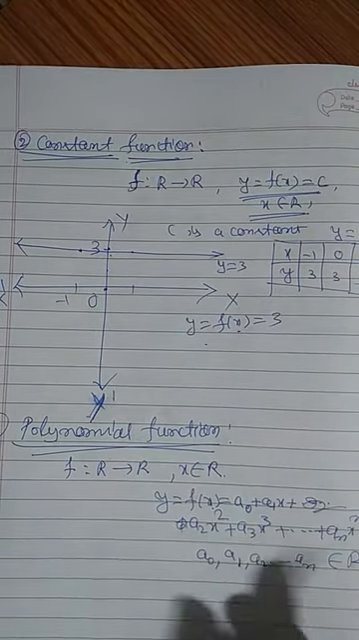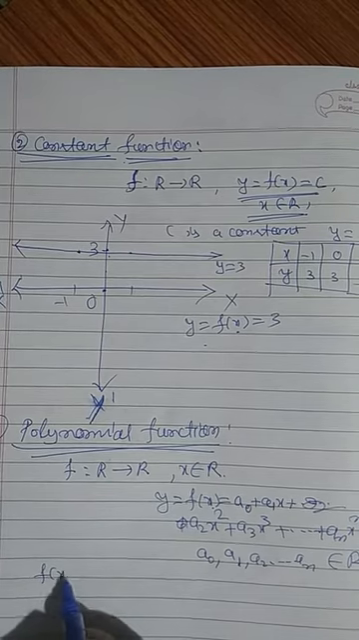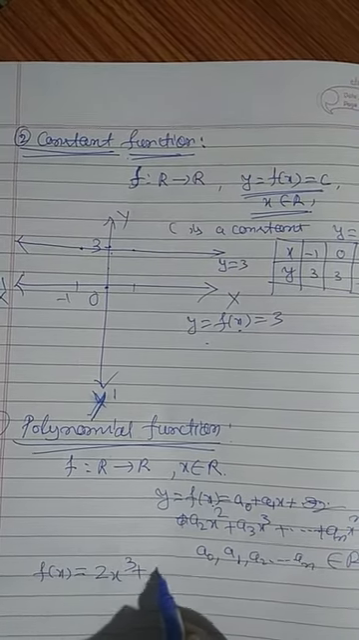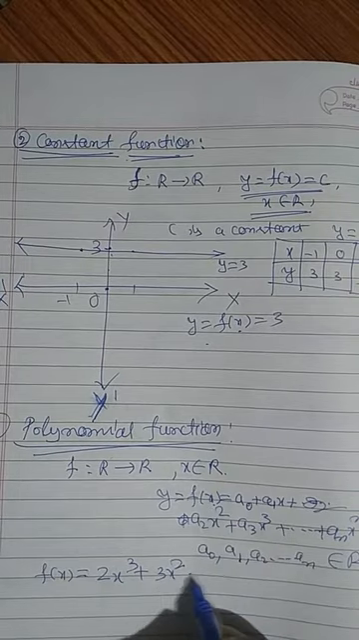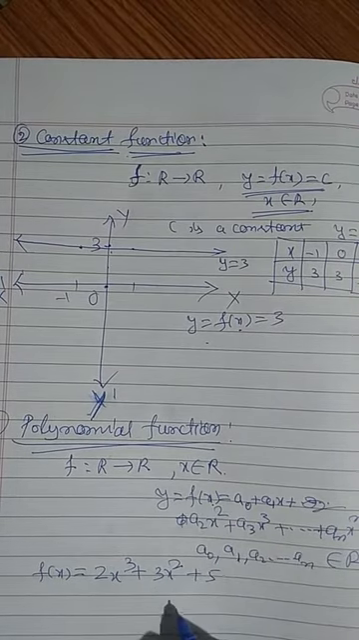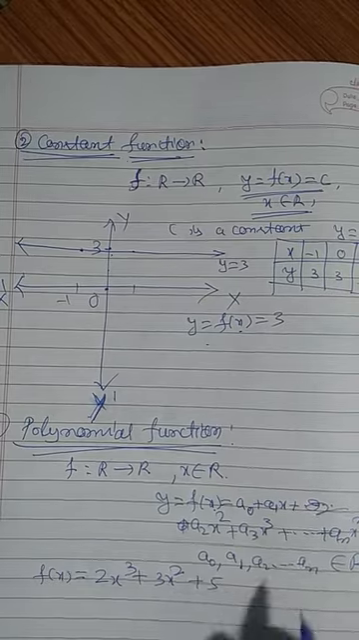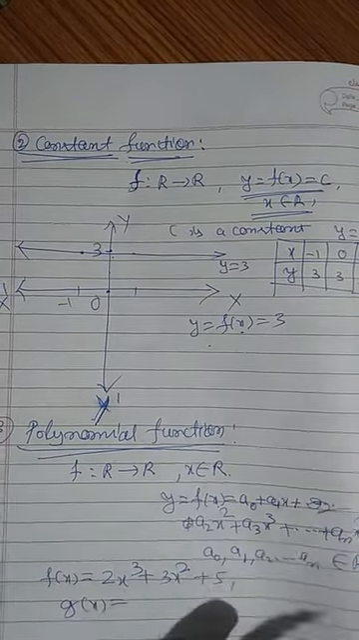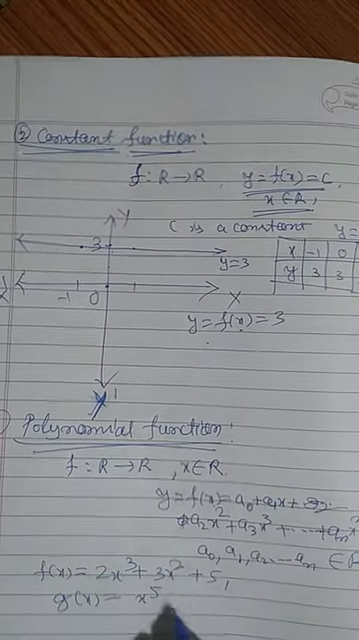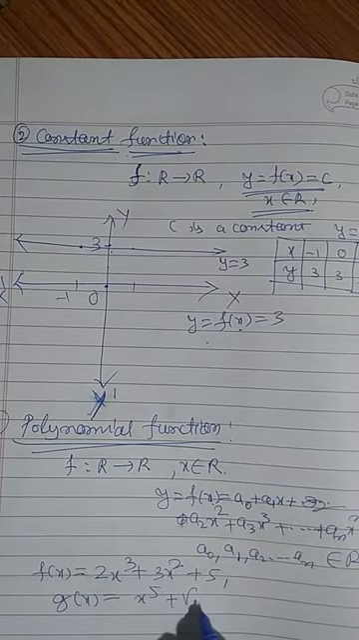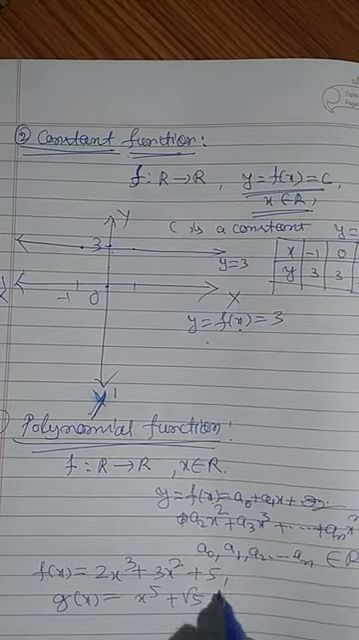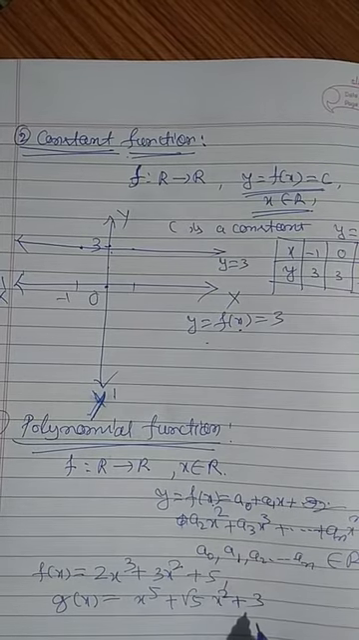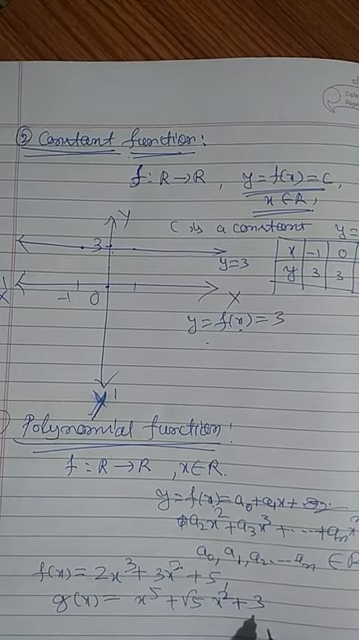So one example you can take, f of x is equal to 2x cube plus 3x square plus 5. This is one example of a polynomial function. Another example you can say, suppose g of x is equal to x to the power 5 plus root 5 x square plus 3. This is another polynomial. Like this, you have many polynomials.